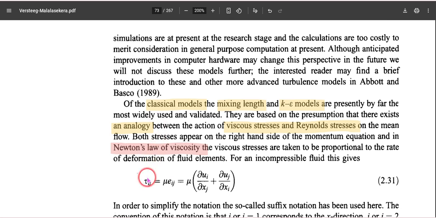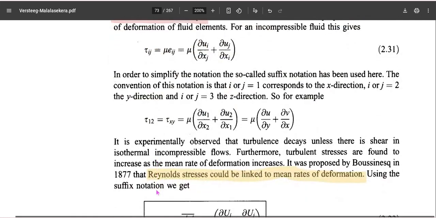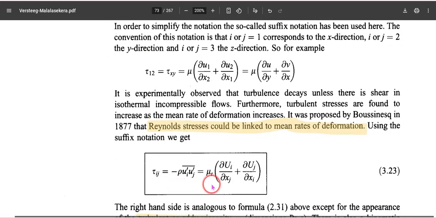One of the techniques we applied uses Newton's law of viscosity. We try to model the stresses by relating them to the rate of deformation through the viscosity. Here the viscosity is termed the kinematic turbulent viscosity. We can model this turbulence with two kinds of models: algebraic models and two-equation models like the k-epsilon model.